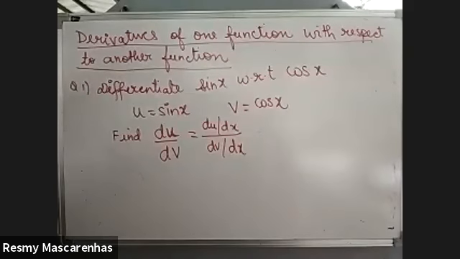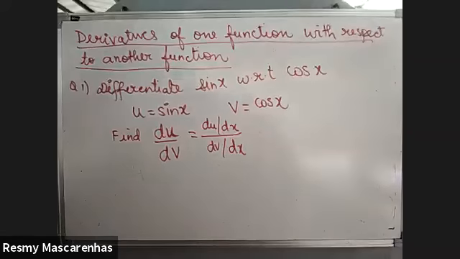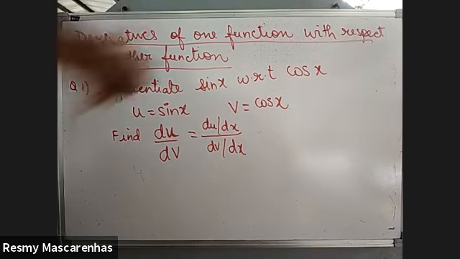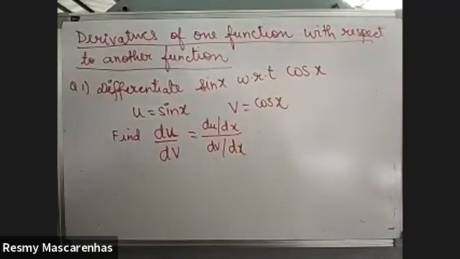Okay, so same like parametric type, but in parametric what we find is dy by dx, second upon first. Here what you have to do is first upon second. With respect to will always go to the denominator. Okay, so you can start differentiating.